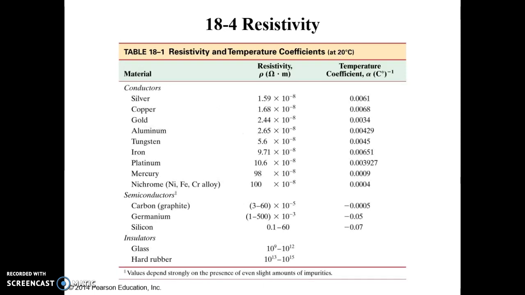Here's a table showing different constant values of resistivity. Copper is probably most commonly used, but silver has a slightly lower resistivity. And obviously rubber has a very high resistivity and does not allow electrons to flow very easily at all.